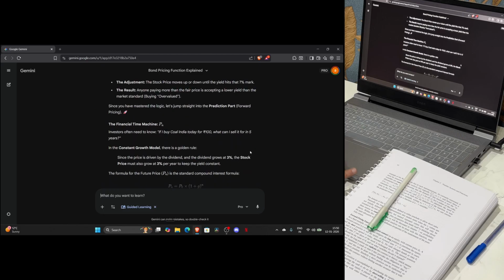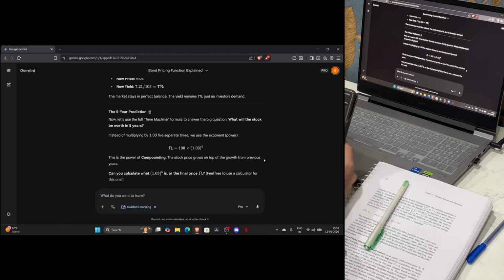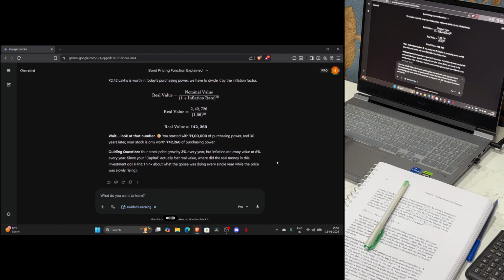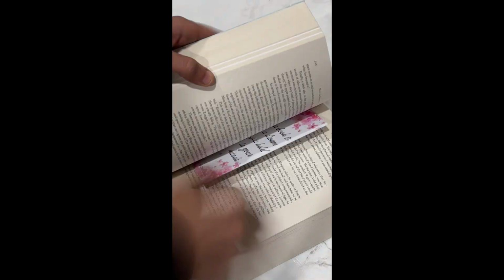I used Gemini to explore how these formulas relate to each other, asked follow-ups, and then consolidated everything into notes while consulting my Quant textbook for more depth.